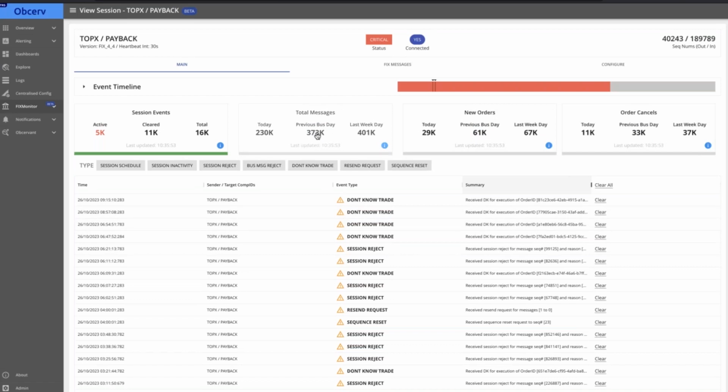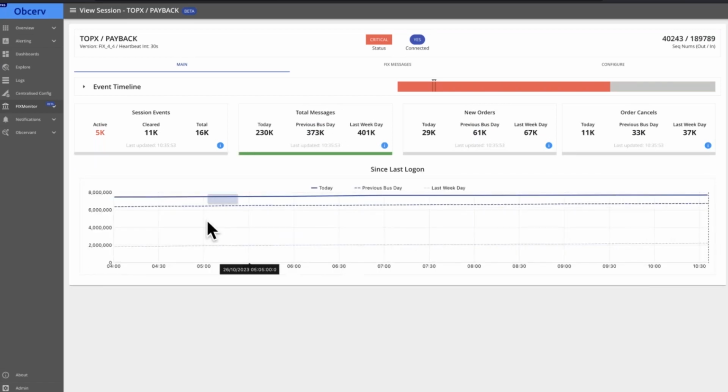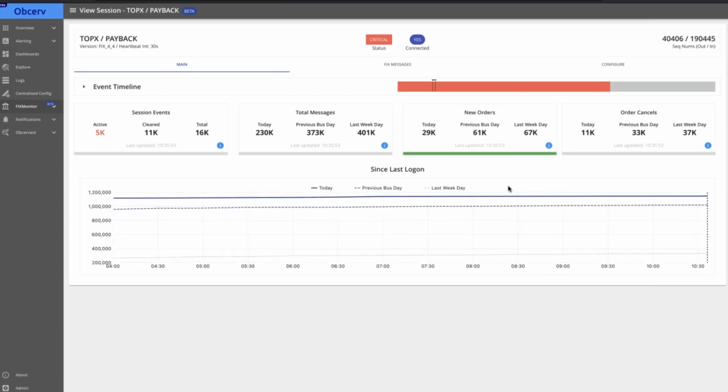look at their total messages. I can see what's happening. I can see what they're doing today, what they did yesterday at the same time, and what they did last week. So I can start with a very simple idea. I can do the same for any one of their metrics. Obviously, with dummy data, you don't get anything exciting.